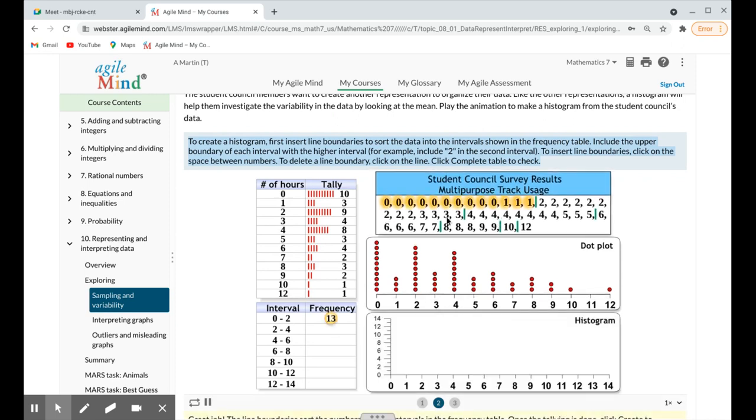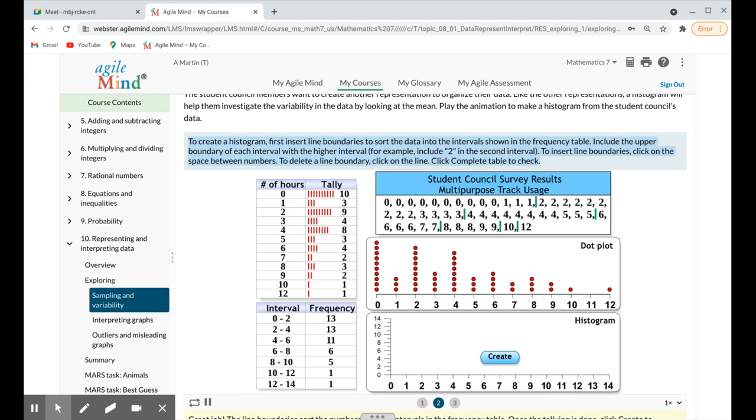So they're going to take our information and put it in the frequency. So how are they getting 13 and 11 and 6? They're taking all the numbers in between the line boundaries. Correct. And so from 0 to 2, there's how many? 13. How many from 2 to 4? 13. How many from 4 to 6? 11. 6 to 8? 6. 8 to 10? 5. 10 to 12? 1. And 12 to 14? 1.